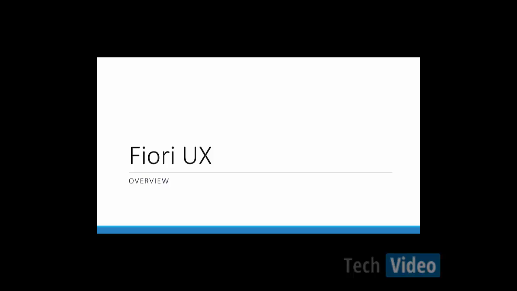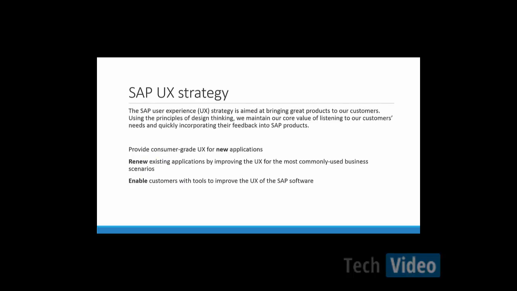Moving on to the Fiori UX strategy. Fiori is part of SAP's UX strategy, which spans across 3 modules, that is new, renew, and enable. The SAP user experience strategy is aimed at bringing great products to our customers using the principles of design thinking, and they maintain their core values of listening to their customers' needs and quickly incorporating their feedback into SAP products.